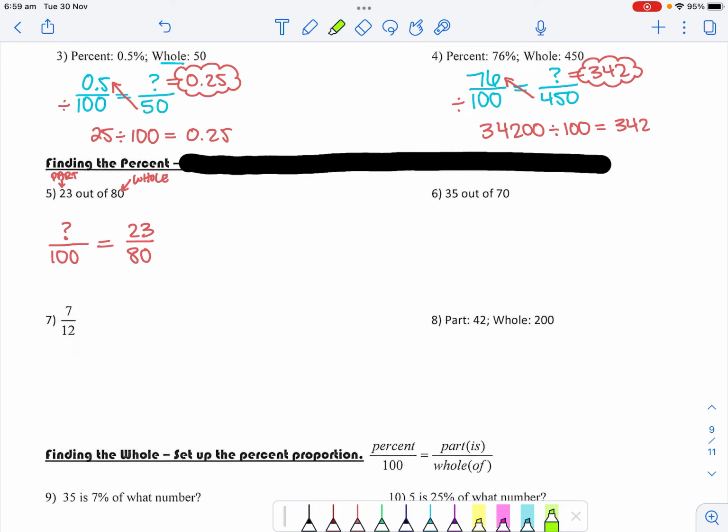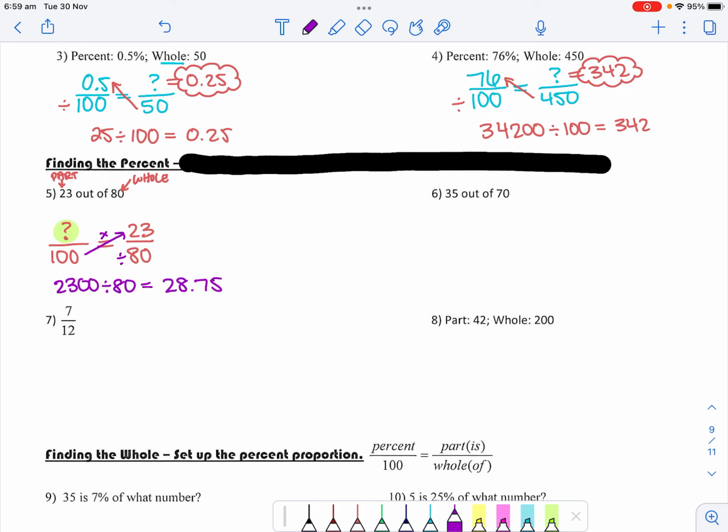Now in this one, you should see that the question mark has moved to a different location, and our diagonal has also changed. So this time I'm going to be multiplying 100 times 23, which is 2,300, and then dividing by 80. So I'm dividing by this number that is now left over. So 2,300 divided by 80, and again, you can use a calculator, is going to be 28.75.